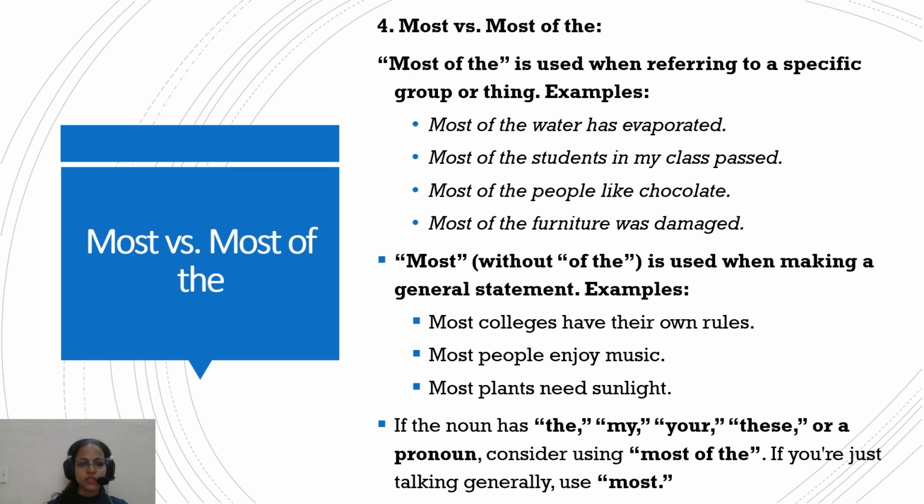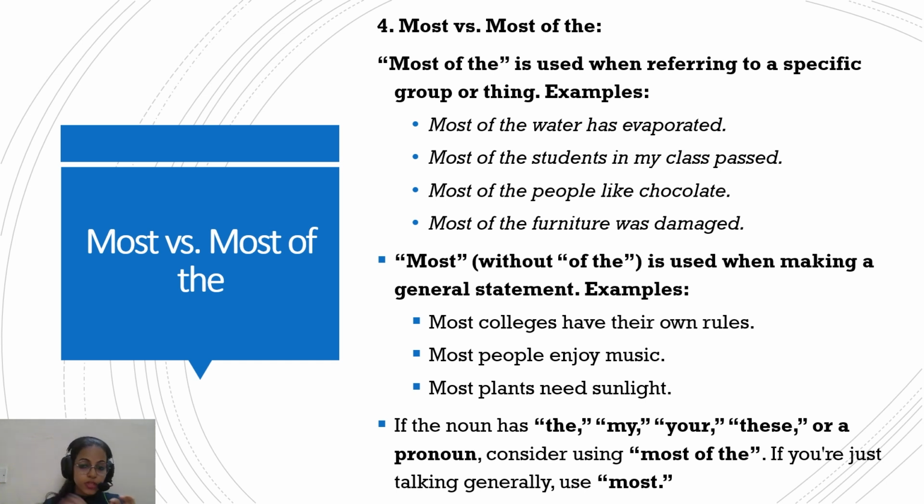Most and most of the. So most of the is used when referring to a specific group or thing. So most of the water has evaporated. Most of the students in my class passed. Most of the people like chocolate. Most of the furniture was damaged. So we are referring to a specific group. For this last statement, you picture a room full of furniture and most of it is damaged. So most of the is referring to that group of damaged furniture, a specific group or thing.